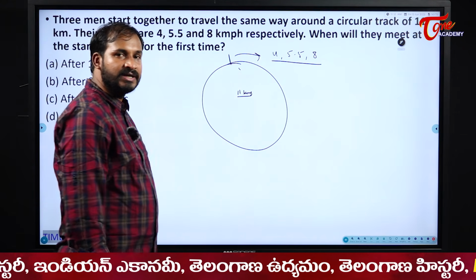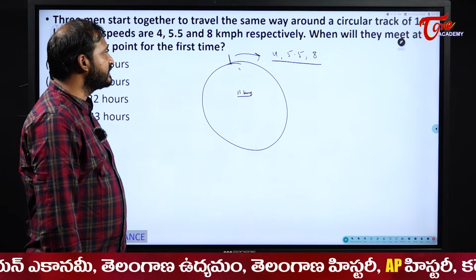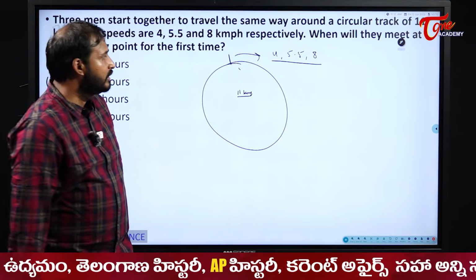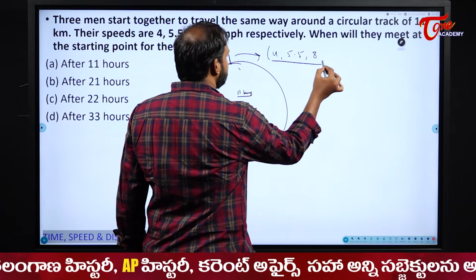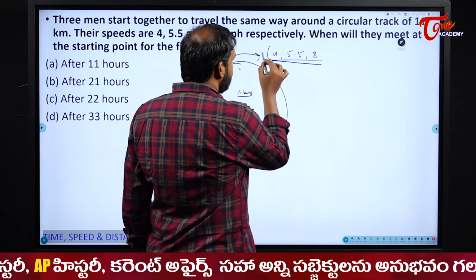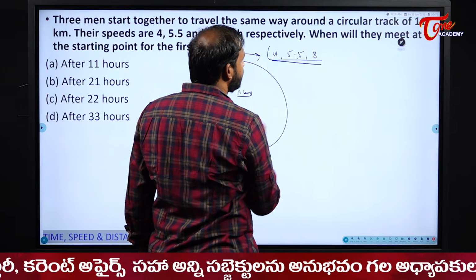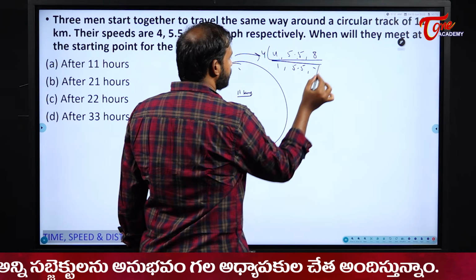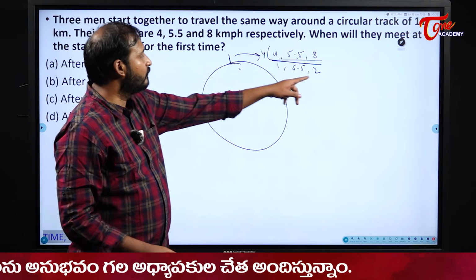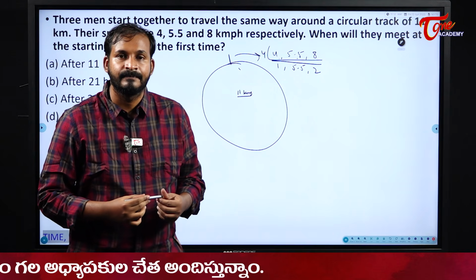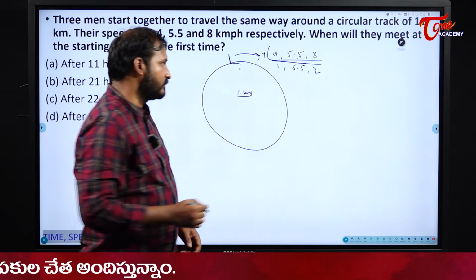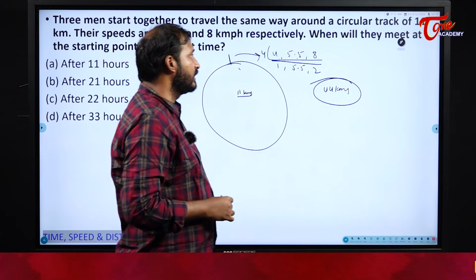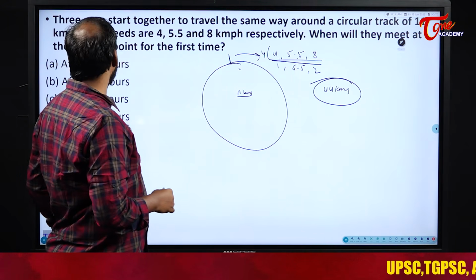What is the LCM of their speeds? 4, 5.5 and 8. Generally, you can go with the 4 table: 1 time, 5.5 and 2 times. So 4 twos are 8, and 8 into 5.5, you will get 44 kilometers. Okay. Now everyone should travel 44 kilometers.